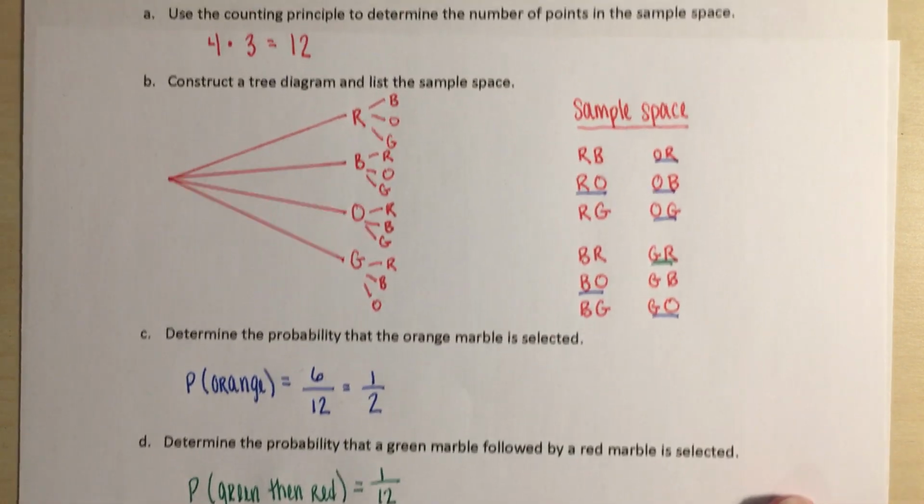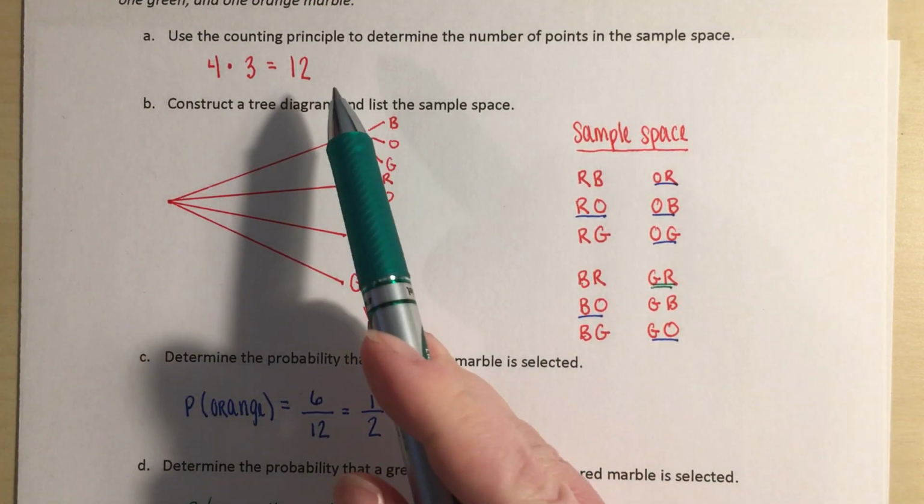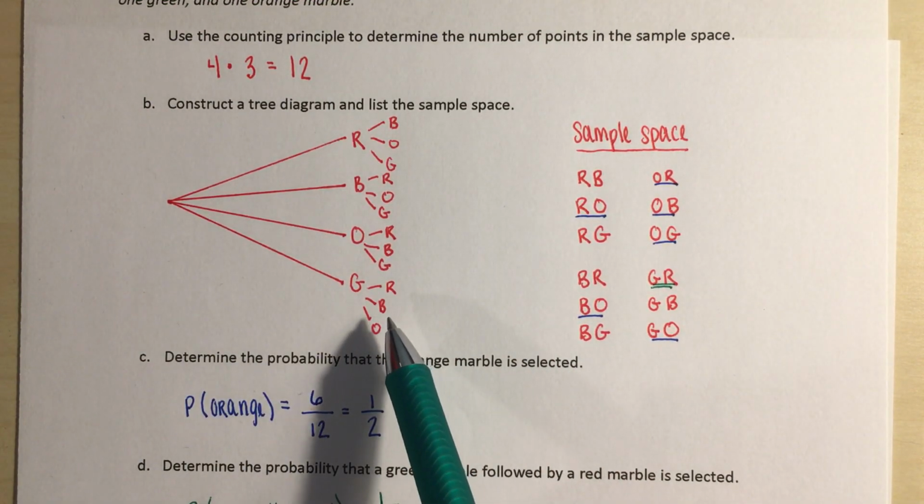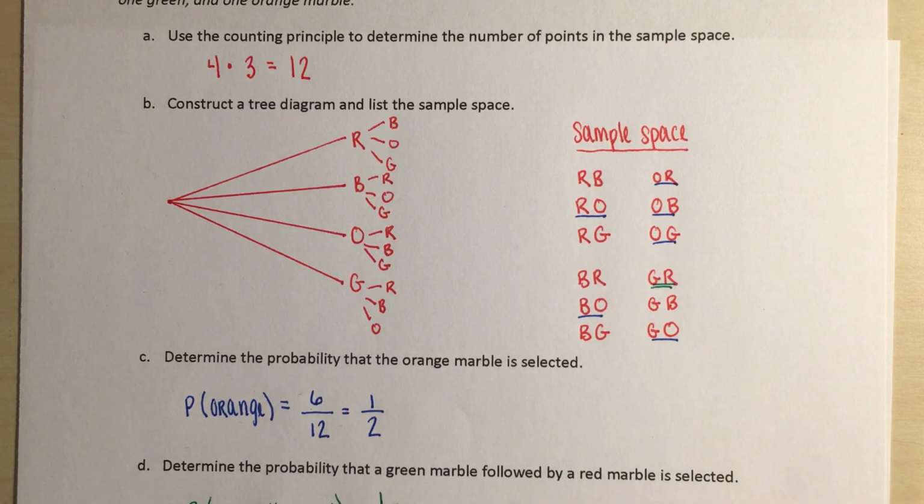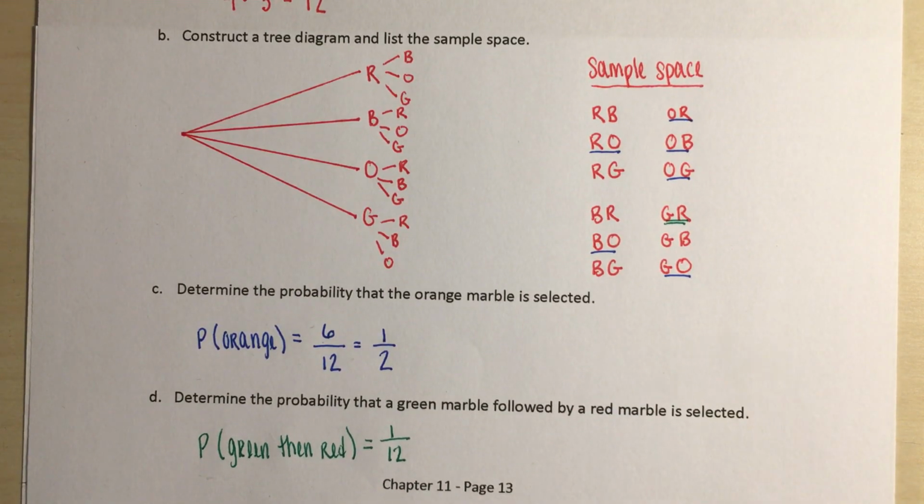So we started by using our counting principle to determine the size of our sample space. We used a tree diagram then to construct our sample space. We listed it out, and then we used that sample space to find our two different probabilities down here for the last part of our example.